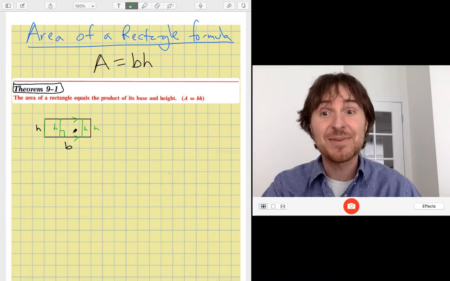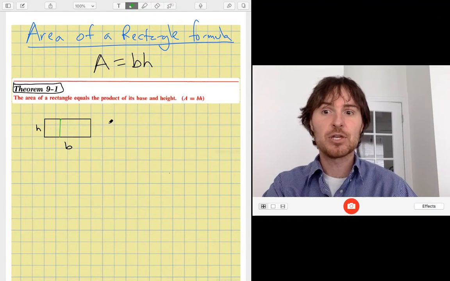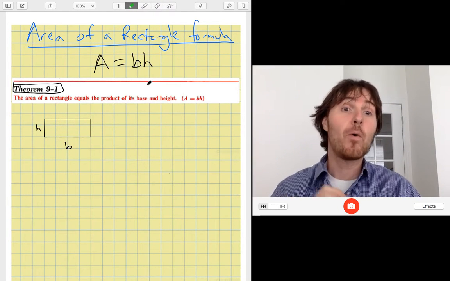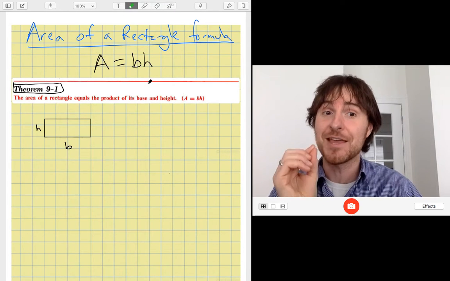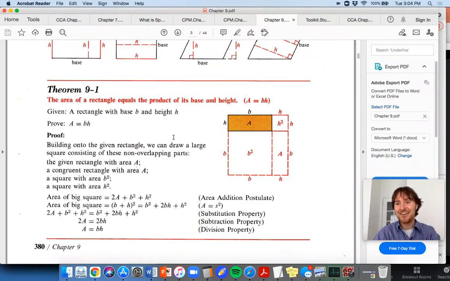So if we know the dimensions, meaning the side dimensions, we can get the area of a rectangle, and we can simply use this formula, okay? So you might be wondering, where did this come from? The proof of this is in the book. I think it's pretty interesting. There it is right there. It's going to involve the square postulate, the square postulate.